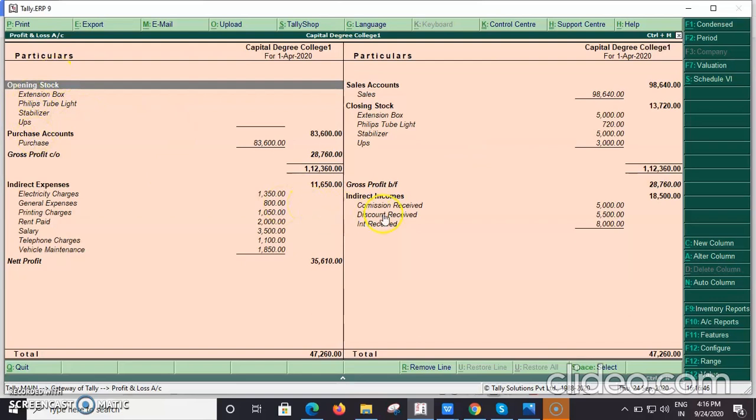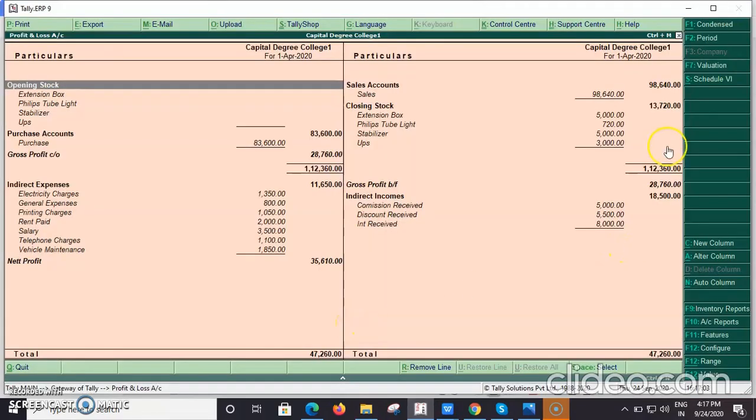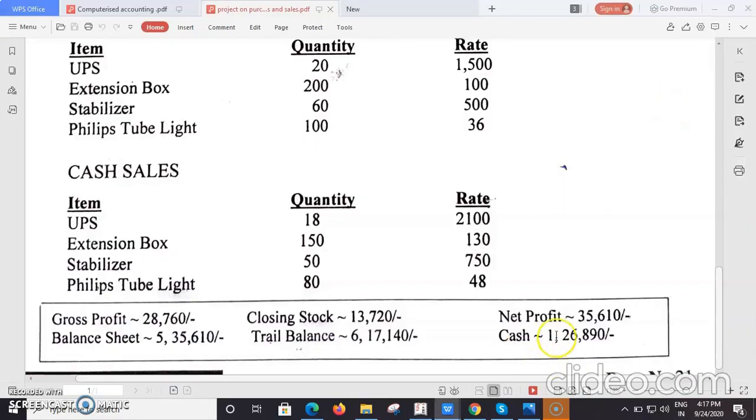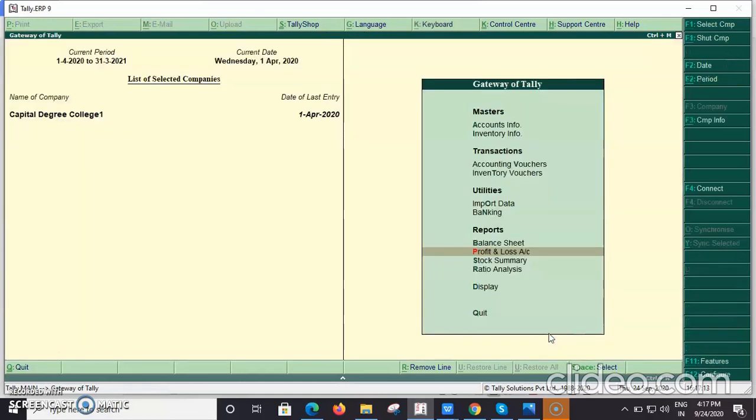Opening stock, nothing was there. In closing stock, the amount was there, for extension box and all these things. Sales this much, purchases this much. Now how much closing stock? 13,720. See here, 13,720. So net profit, gross profit, closing stock completed. Balance sheet, trial balance, and cash balance we have to see. All these things will be in the balance sheet.